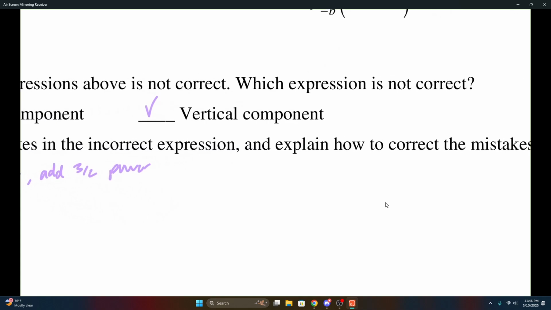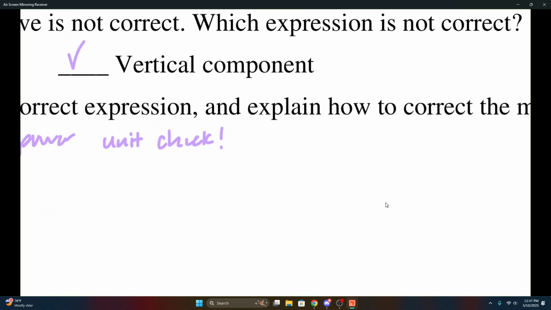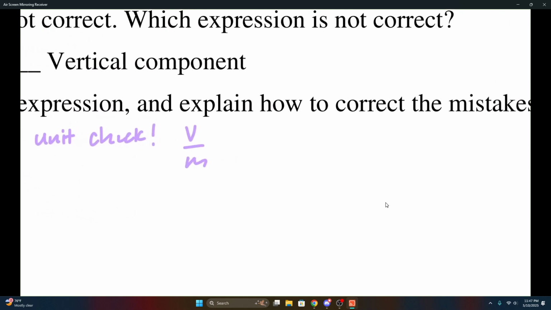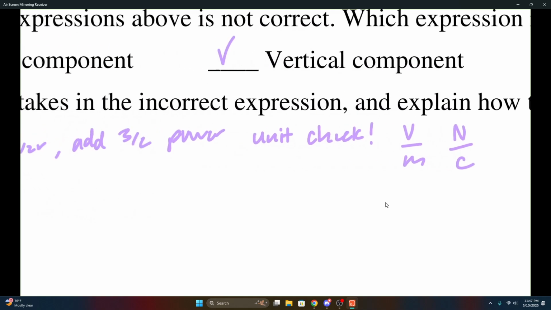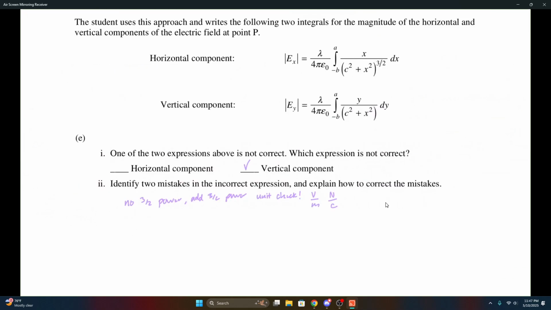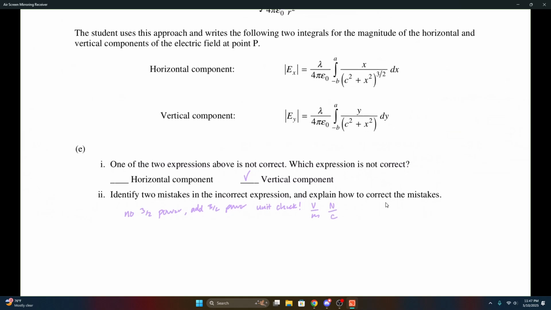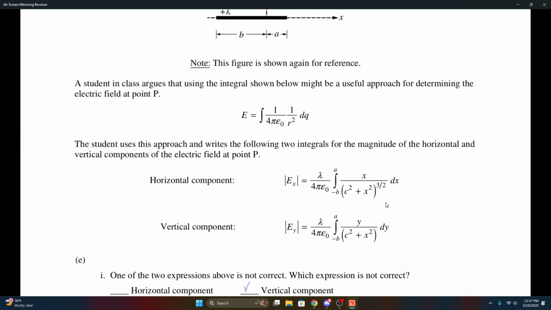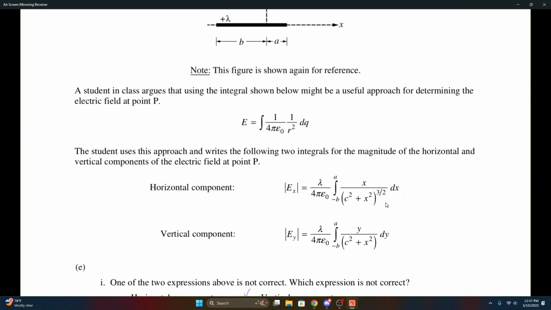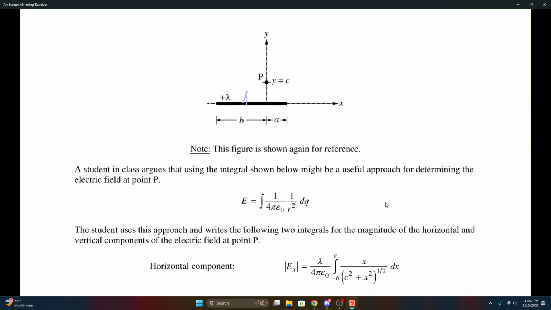Whatever the answer, he said to ensure the units are correct. Unit check. The field is in volts per meter or newtons per coulomb, whatever that is in actual base SI units. Who cares? 3 halves per 1 N. Real. And there's also a dy here, which is silly. So we're integrating this way.